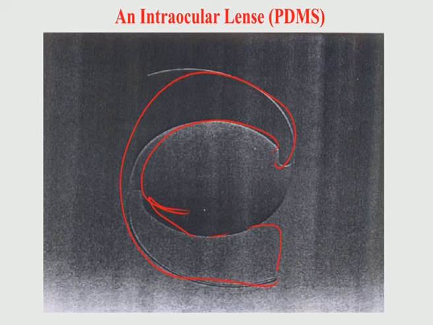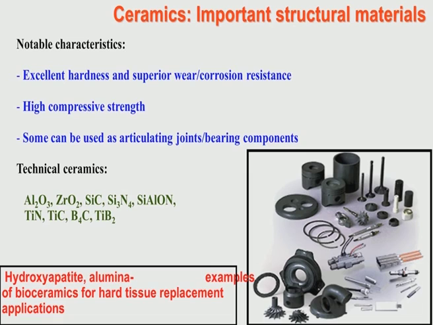PDMS is known as an inorganic polymer because it does not have carbon hydrogen or carbon oxygen bonds. Instead, it has silicon. Polydimethyl siloxane: dimethyl means 2 methyl groups, and then again silicon is there. And this polydimethyl siloxane has received a lot of attention for these intraocular lens applications.